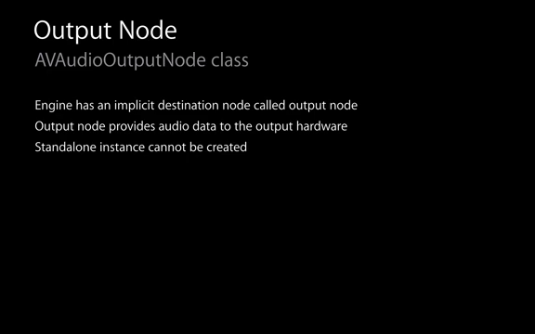So let's now look at the specific node types. The first node that we're going to talk about is the output node. The engine has an implicit destination node, and it's called the output node. And the role of the output node is to take the data that it receives and hand it to the output hardware. So this could be the speaker. You cannot create a standalone instance of the output node. You have to get it from the instance of the engine that you've created.